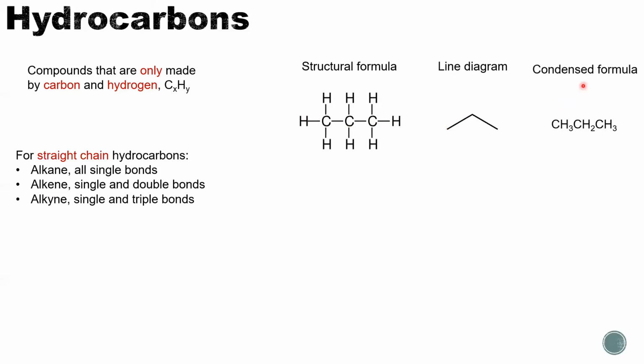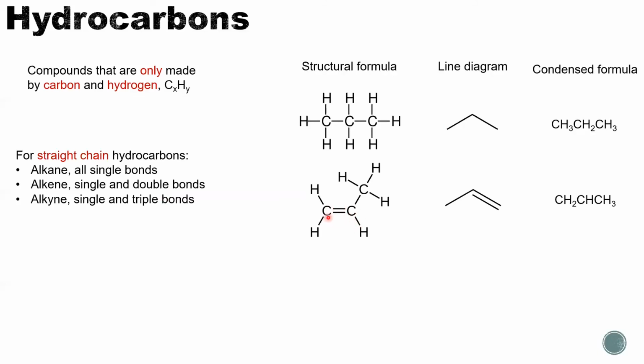Third, we can have the condensed formula, and we put them into different sections. On the left is CH3, in the middle is CH2, and on the right is CH3. We don't write all these sticks, we just write this condensed formula. This is an example of an alkane. Everything is single bonds.